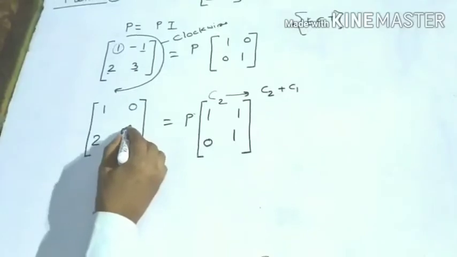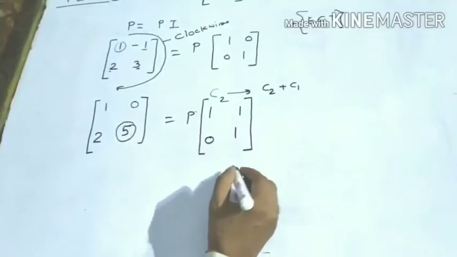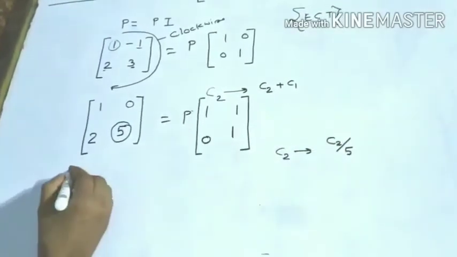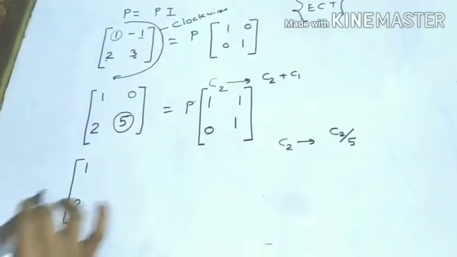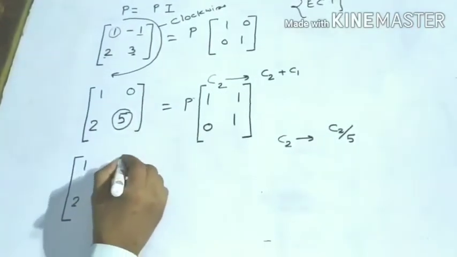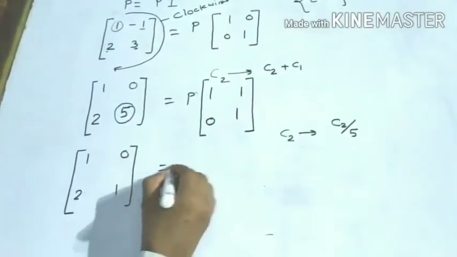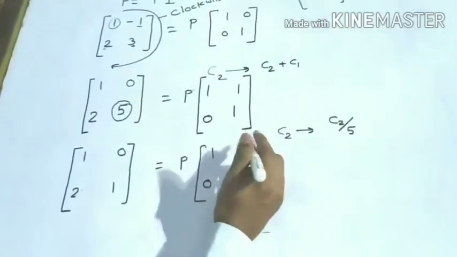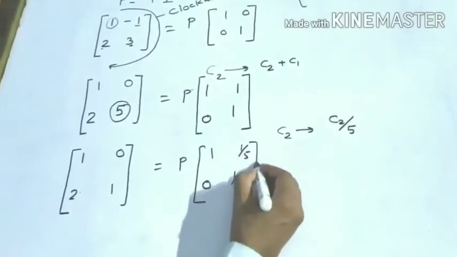Now after that we want to make here 1. And if we do this, means in C2, if we do C2 by 5, means 1 by 5 C2, then what will we get? In first column there is no change. Here 0 by 5 we will get 0, and 5 by 5 we will get 1. And then P, here in first column no change. Here in second we are going to do 1 by 5 C2, means 1 by 5. And here also this is the 1 by 5.